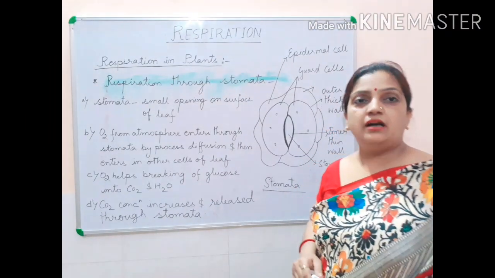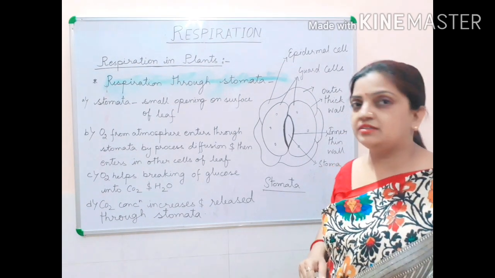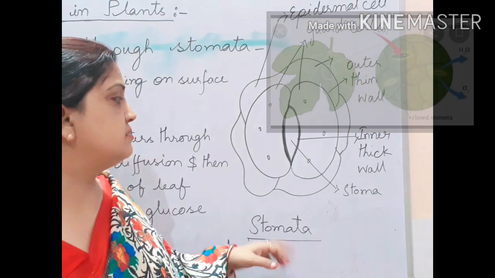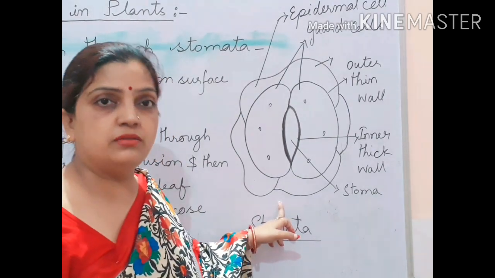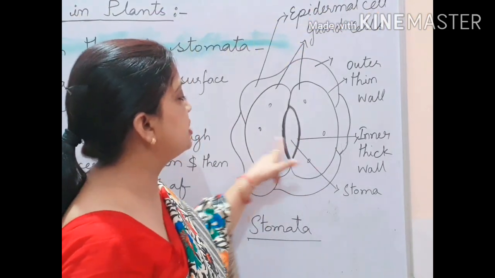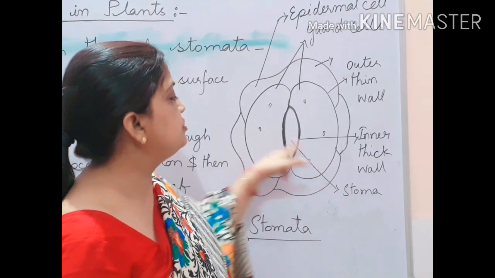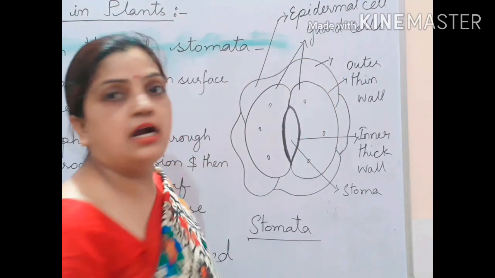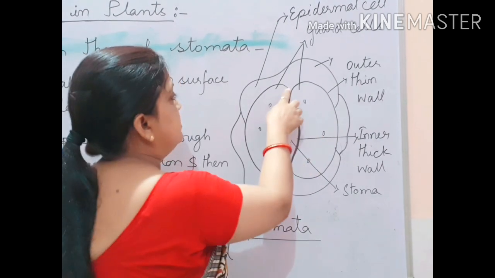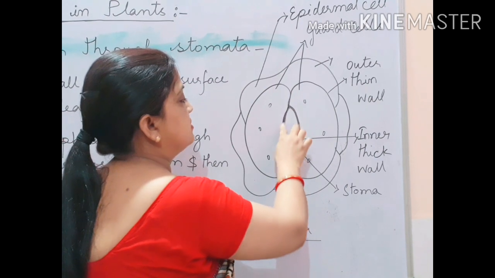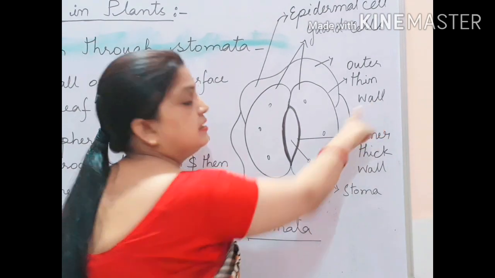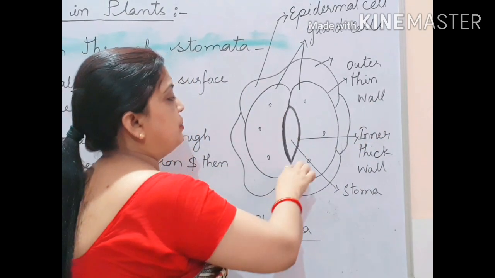Now let us study how respiration or gaseous exchange occurs through stomata in plants. Here you can see that I have drawn the diagram of stomata on the board. In this diagram, you can see these two bean-shaped structures. These are called guard cells. These guard cells have walls. This is the outer wall of the guard cell and this is the inner wall. The outer wall, as I have written, is thin and the inner wall is thick.